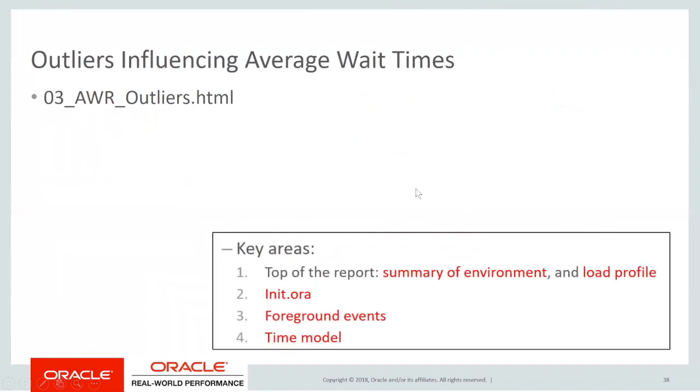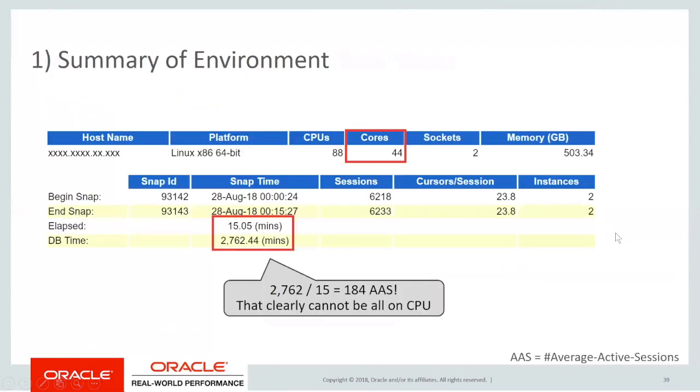So moving on to the last AWR, how outliers influence average wait times. Let's start with our approach again and start with the summary of the environment. This was a non-RAC environment, 44 cores, and contrary to the AWR that we've just been discussing, we have an extremely high amount of DB time, given the only 15 minutes of elapsed time of the snapshot window that we're looking at in this AWR report.